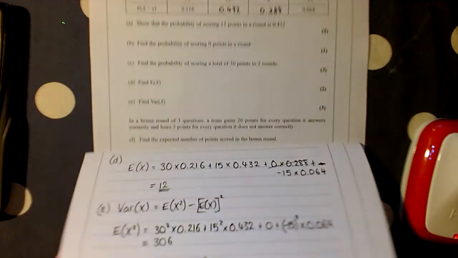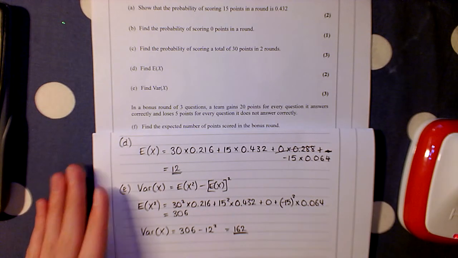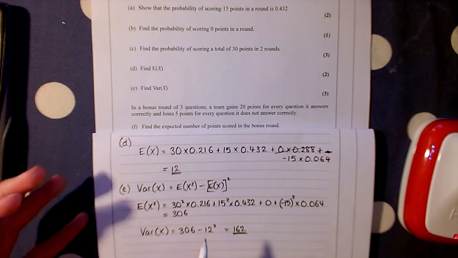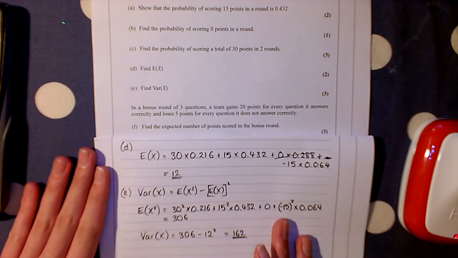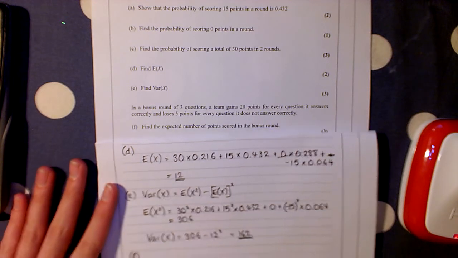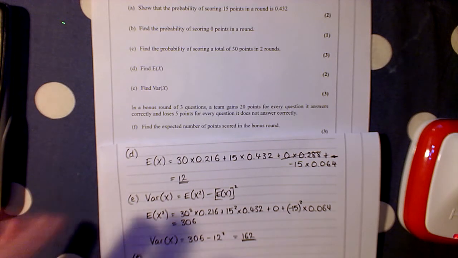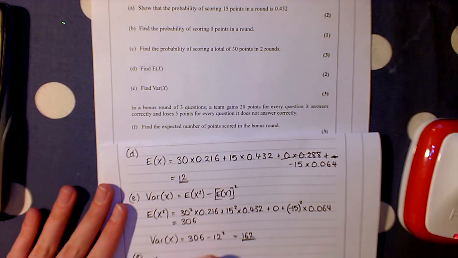Okay, then it says, in a bonus round of 3 questions, so three extra questions, a team gains 20 points now for every question it answers correctly, and loses 5 points for every question it does not answer correctly. And now we have to find the expected number of points in the bonus round. So what's happened now is that the outcomes have changed. So I'm going to call this new variable, the outcomes in the bonus round, let's call them y.